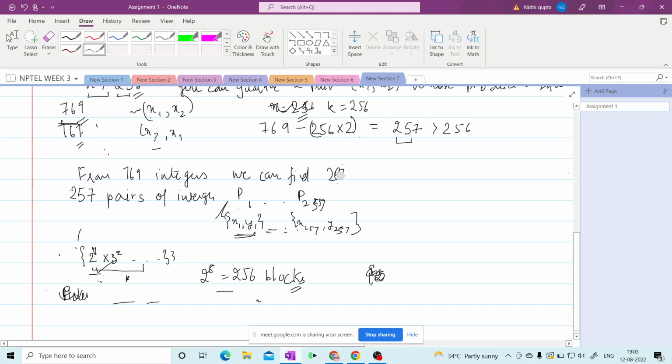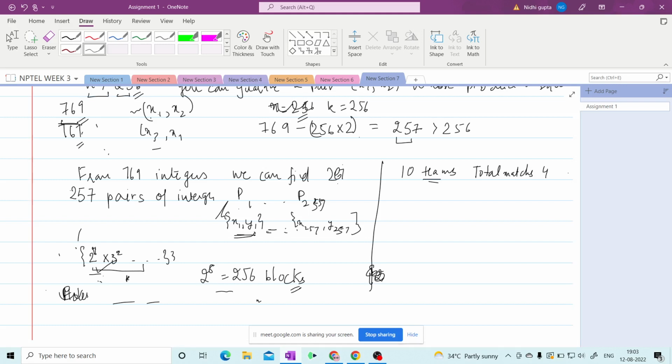So first one, you have 10 teams. So total matches were 45, right? Correct. Winning has +1, losing has -1 score, and a draw has 0. And you had that 70% were drawn.